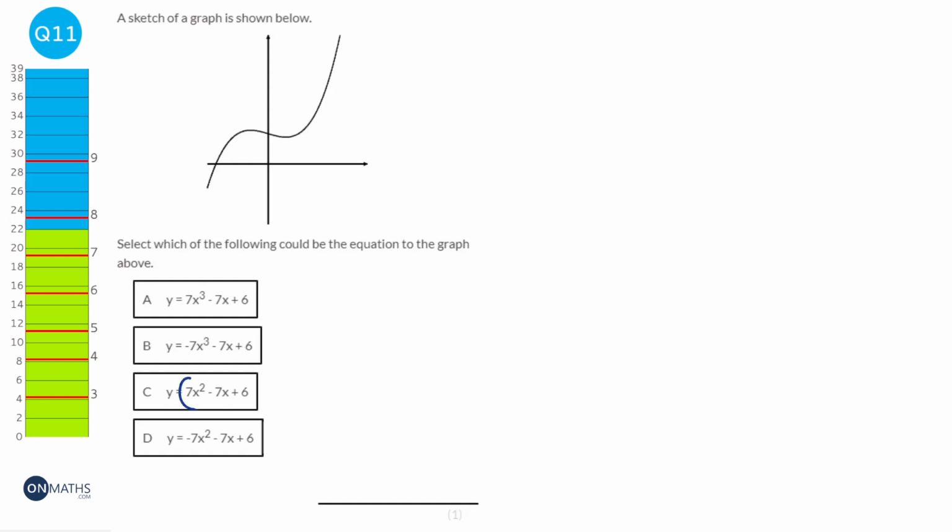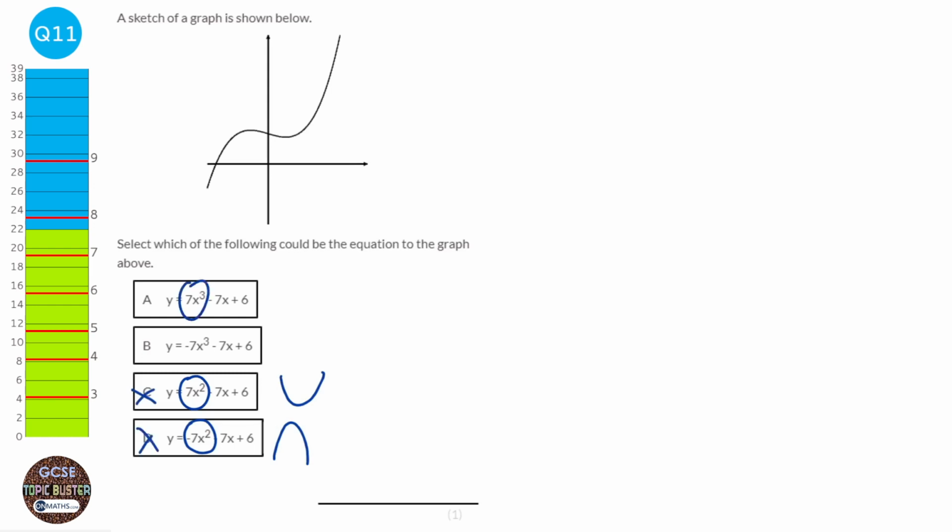With this question, you've just got to know what the different functions look like. So with C and D, we've got quadratic functions. One's a positive quadratic, which is a U shape. One's a negative quadratic, which is a kind of upside down U shape or an N shape. And here we don't have that, so we can get rid of those in our thoughts straight away.